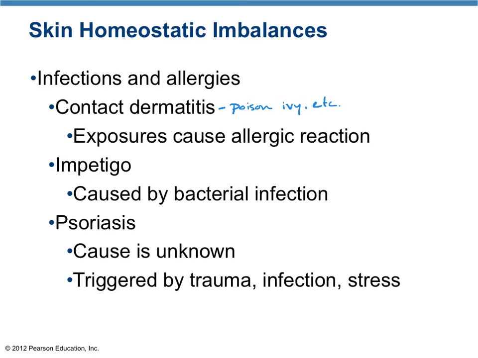Impetigo is another infection also caused by bacteria. And then psoriasis is another skin condition. It's like a thickening of the skin because skin cells aren't shedding the way they're supposed to. The cause is unknown, but it's triggered by a variety of different things, including trauma, infection, and stress.